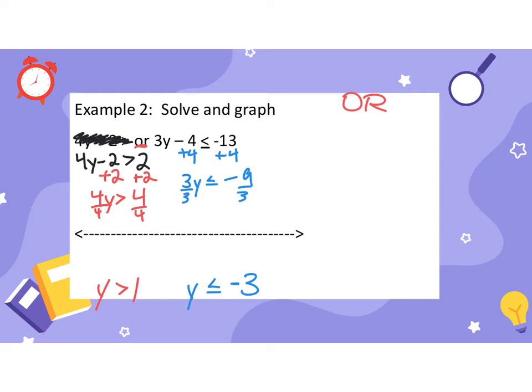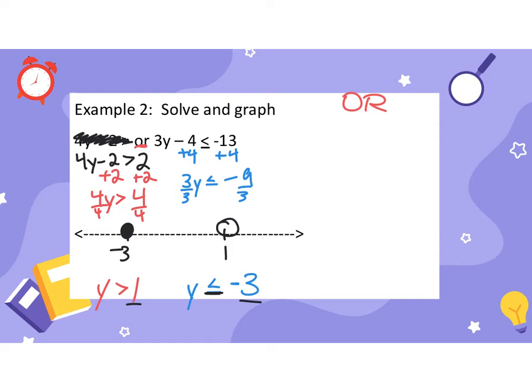We now have 2 answers, which is good. We just need to graph them. Which one comes first, -3 or 1? Hopefully you said -3. Does -3 have an open or a closed dot? It should be closed because it is less than or equal to. What about 1? That one's going to be open because it is just greater than.